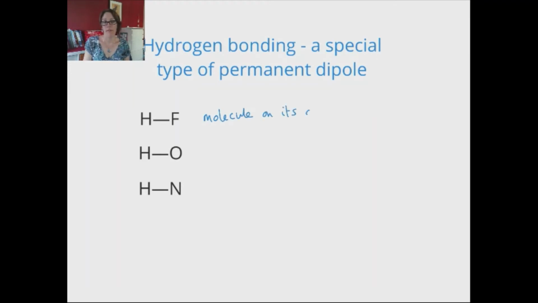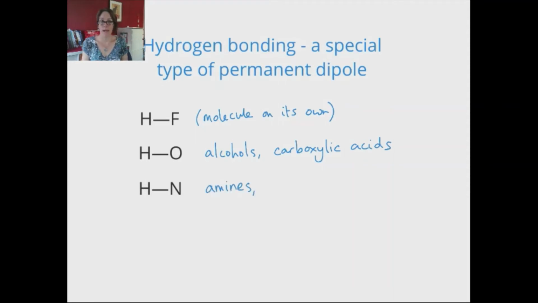Well, if there is an F bonded to an H, which in fact is just HF, that's hydrogen fluoride, you can't have any other example. An O bonded to H, so alcohols and carboxylic acids. You'll do more about carboxylic acids next year. We haven't come across NH very much in the context of organic chemistry, but when you do amines and amides, you'll see it, and ammonia, which we should have seen before.